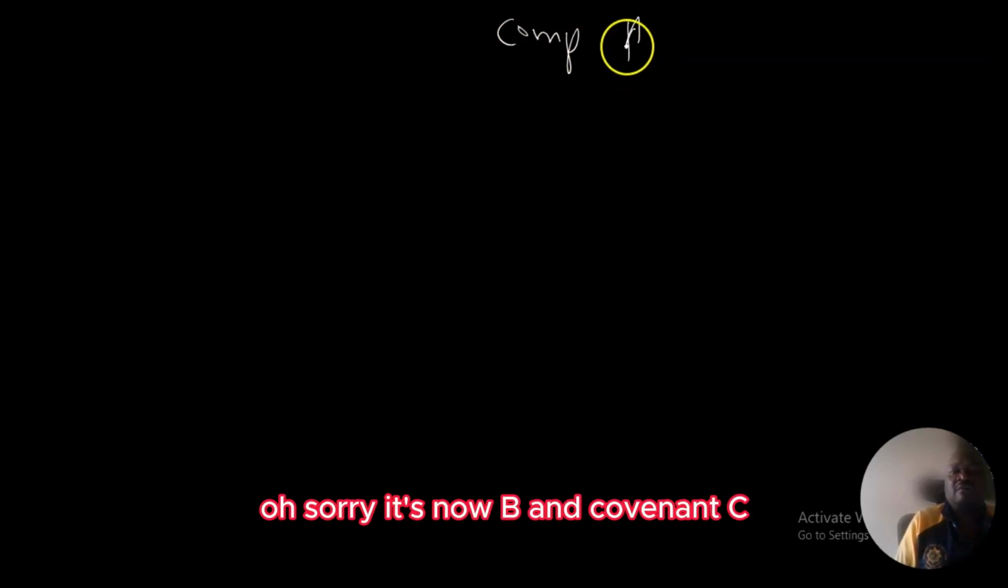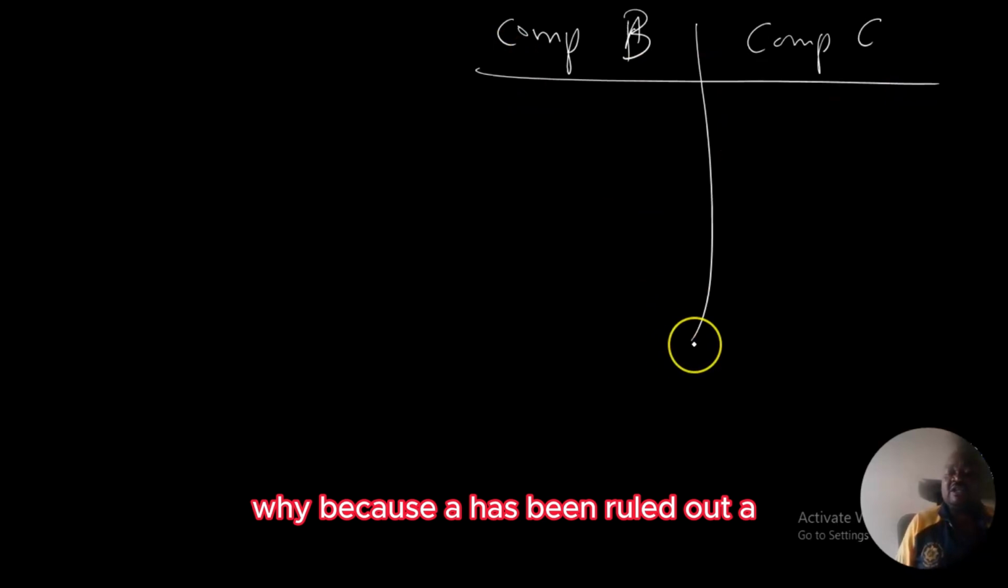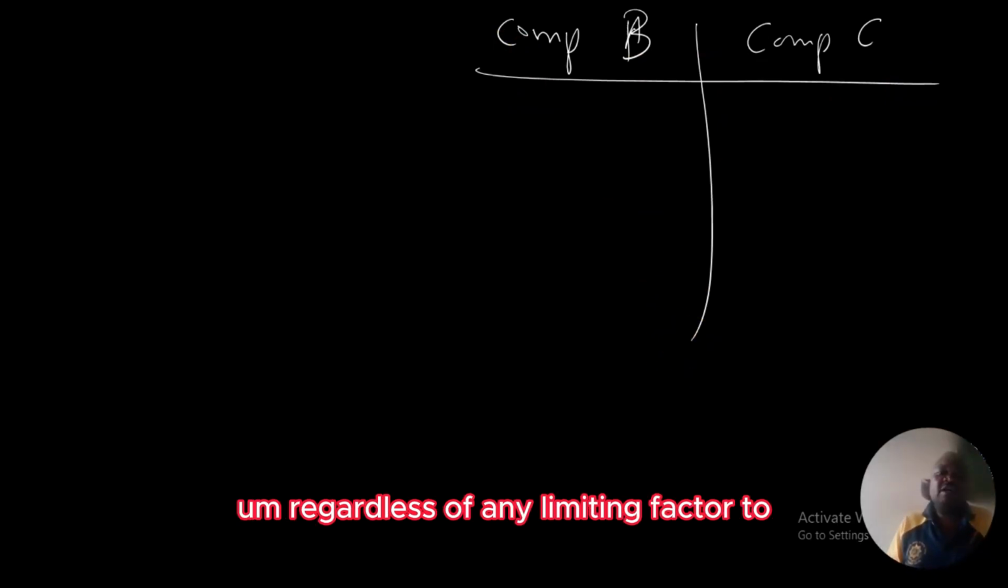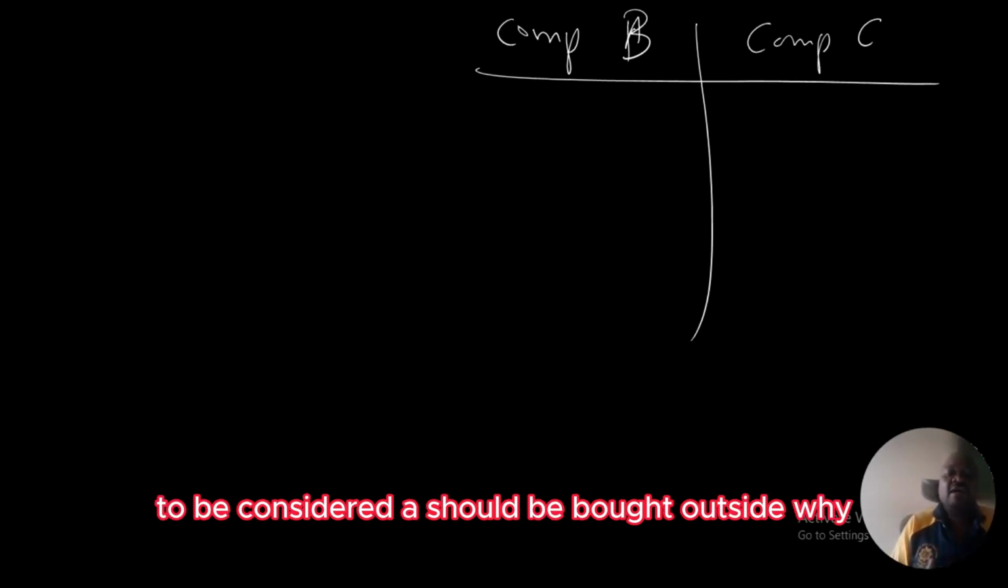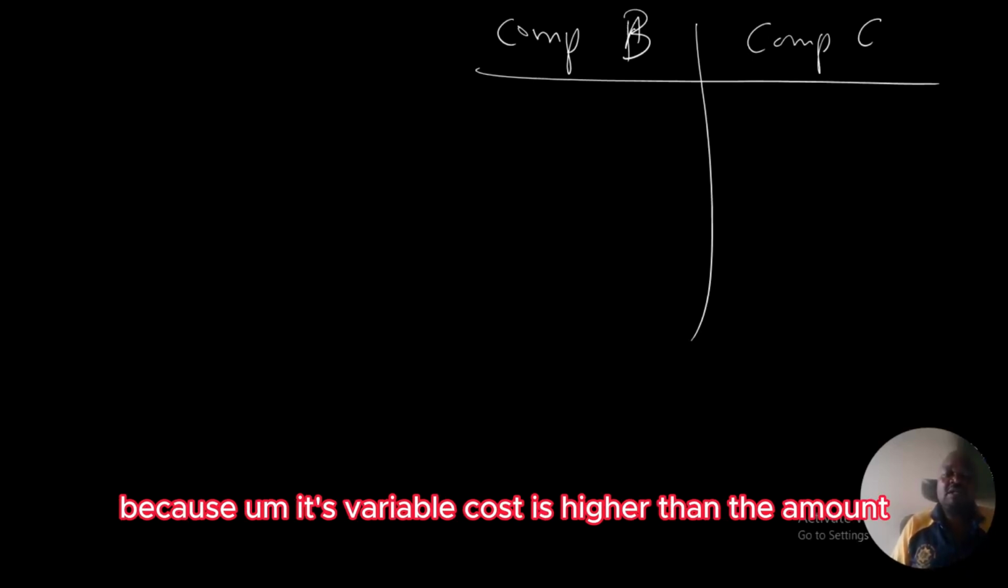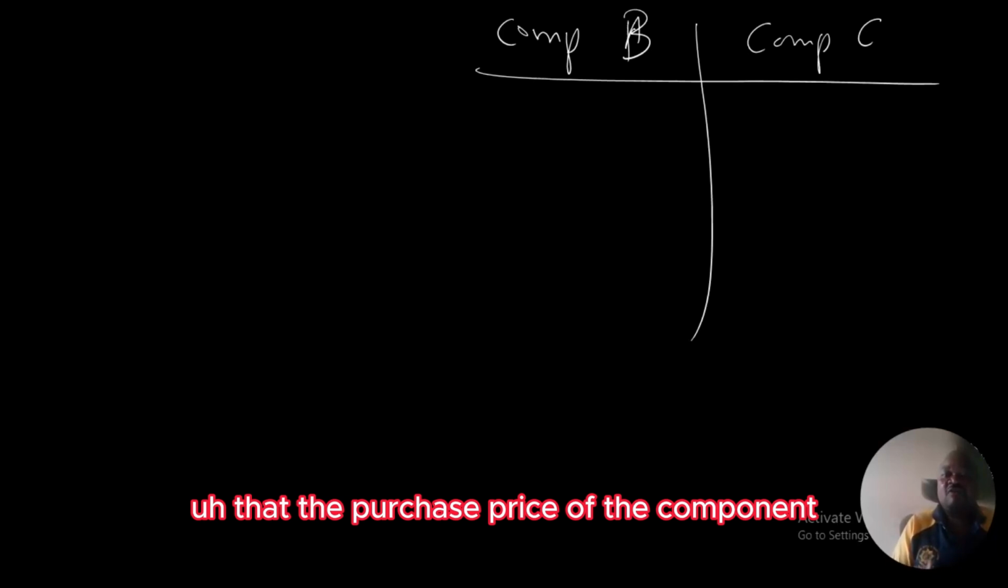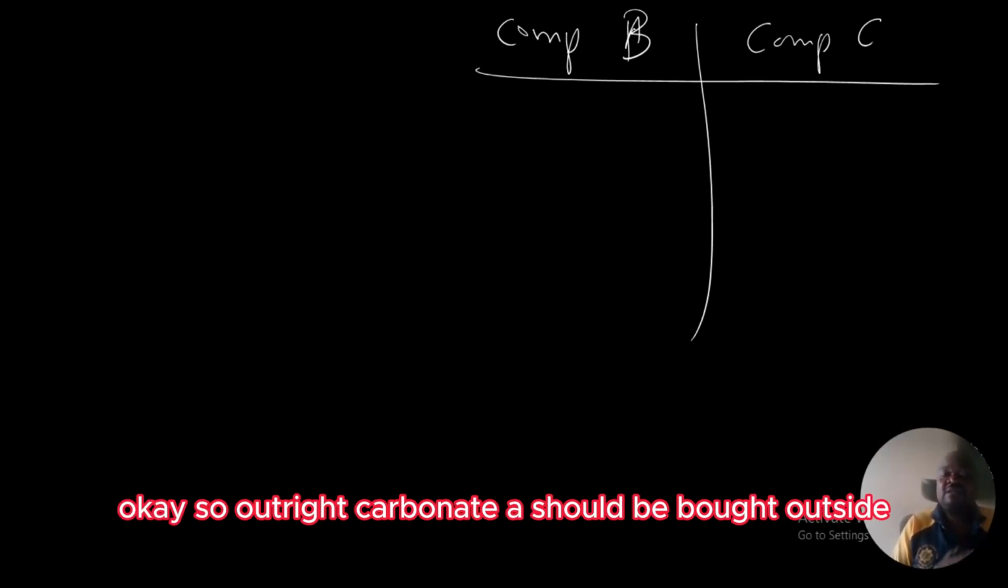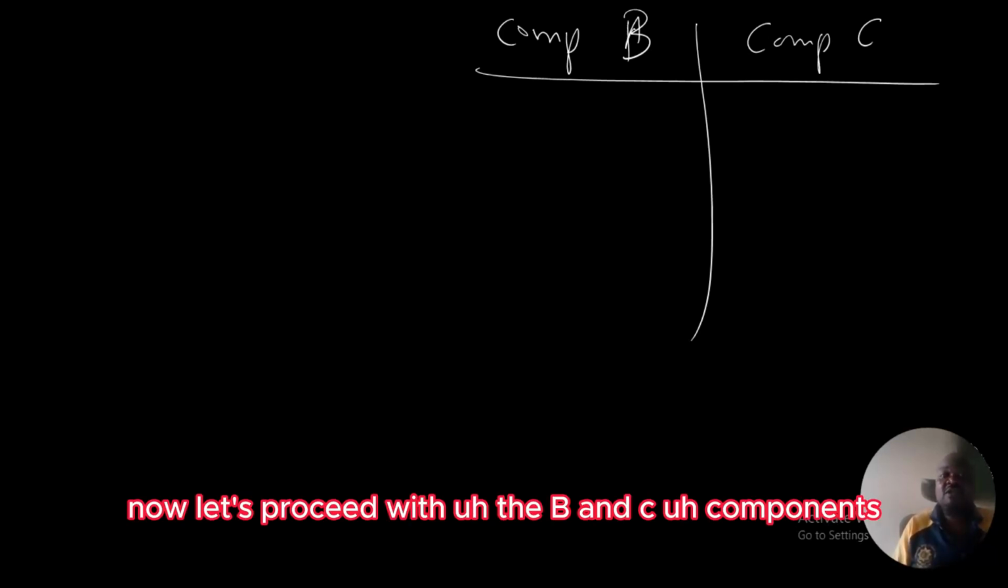Okay, so we've got components, sorry, it's now B and component C. Why? Because A has been ruled out. Regardless of any limiting factor to be considered, A should be bought outside. Why? Because its variable cost is higher than the purchase price of the component. So outright, component A should be bought outside. Now let's proceed with the B and C components.